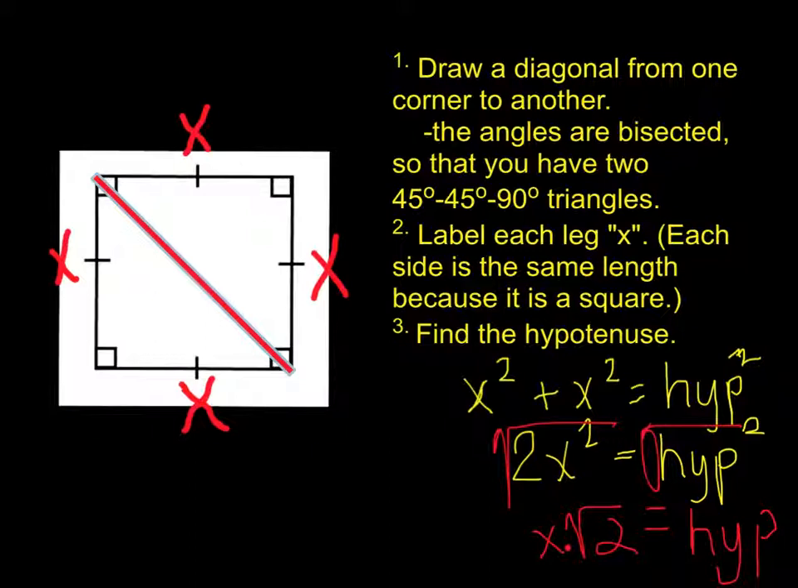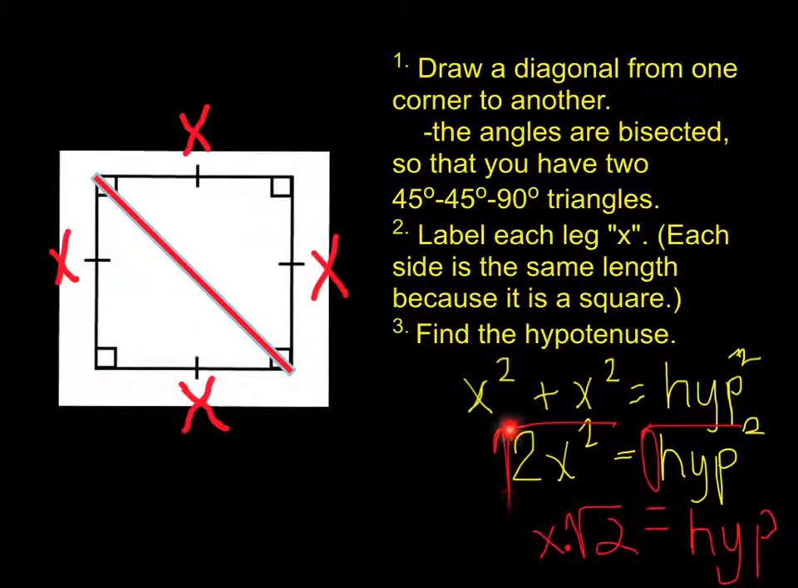Next, I need you to find the hypotenuse of that 45-45-90 right triangle. We can do this by using the Pythagorean theorem. x squared plus x squared, because that's each side, is equal to the hypotenuse squared. So, how many x squared do you have? You have 2. So you have 2x squared is equal to the hypotenuse squared.